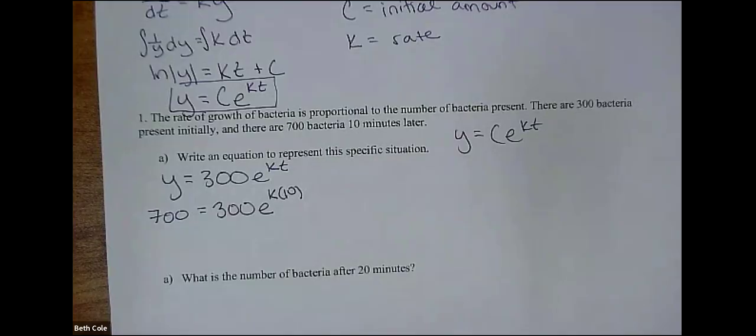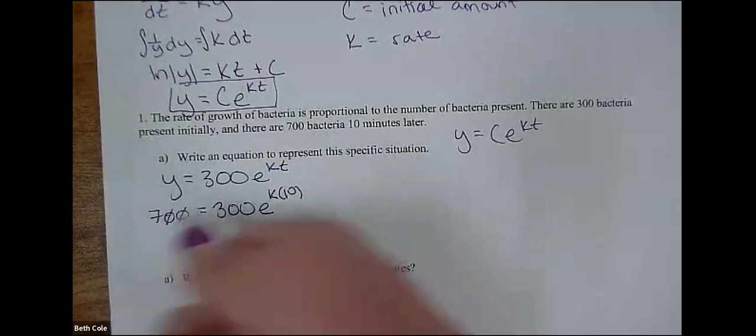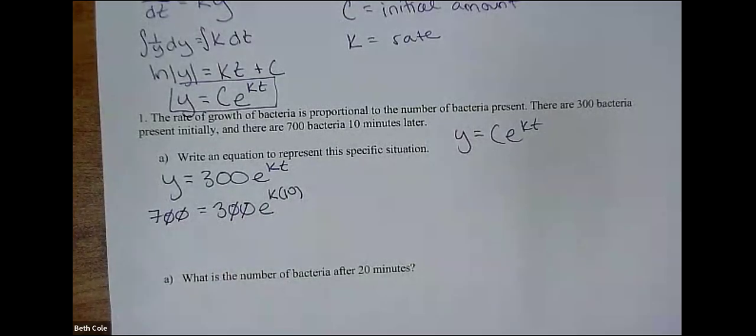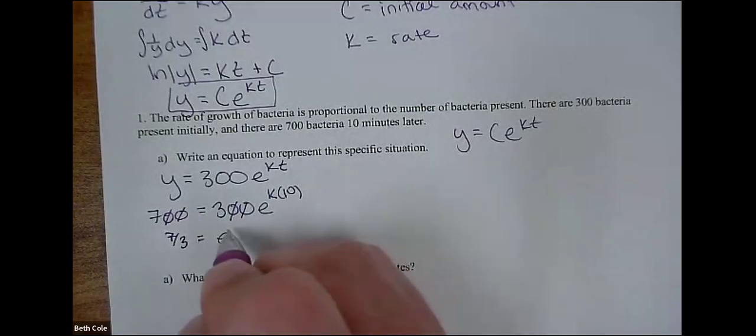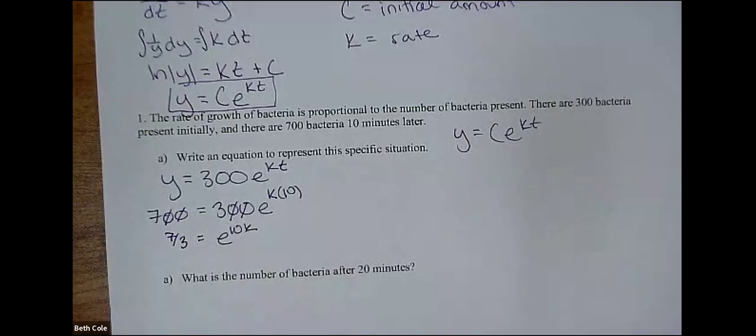I always cancel out the zeros first. You can go about this however you want. Typically, calculator is allowed, but I would cancel out the zeros on each side, and then divide over the 3. So 7/3 equals e to the power 10k. And as a side note, don't go to the calculator until you're all done. You don't want to type multiple things; you just want to do it all in one fell swoop.